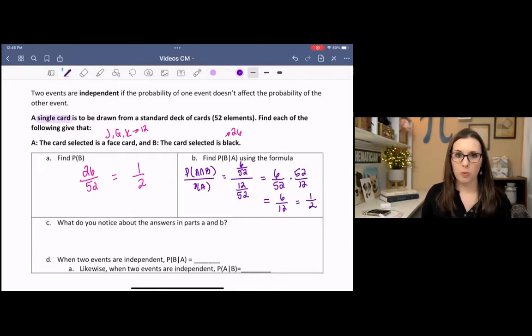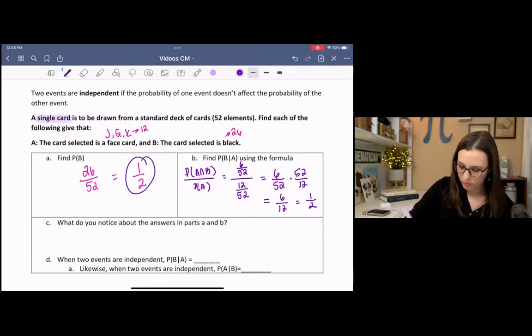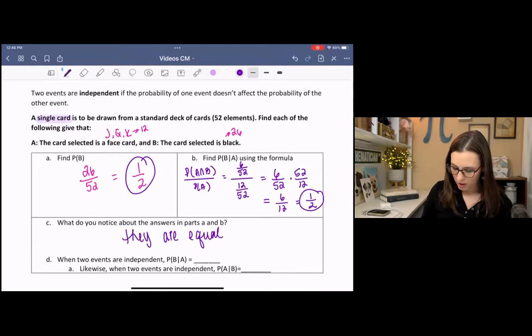So what do you notice about parts A and B? They are equal. And when two events are independent, then the probability of B given A is going to be equal to the probability of B, the first letter. And then vice versa, we can switch those letters.